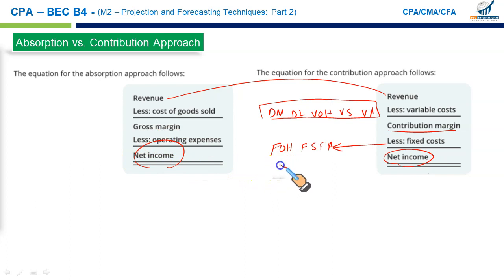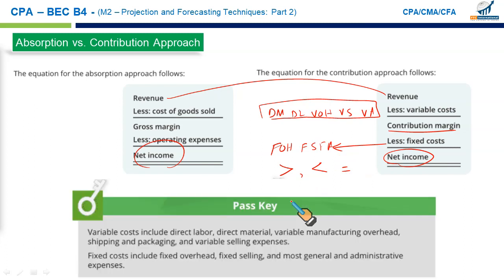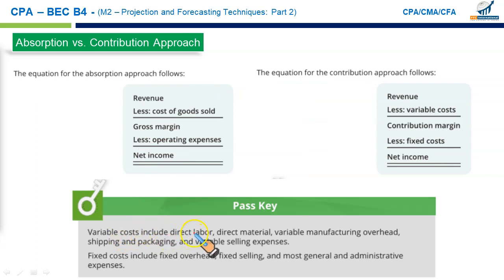They are not the same. Sometimes you might get a situation like this where this income is more than this, sometimes less, and very rarely equal, and we will see under what circumstances they are equal. So this is important, you need to remember, and here is the pass key. Variable costs include direct labor, direct material, variable manufacturing, shipping, packaging, selling, admin, and the fixed costs involve the fixed manufacturing, fixed selling, fixed administration, and general.